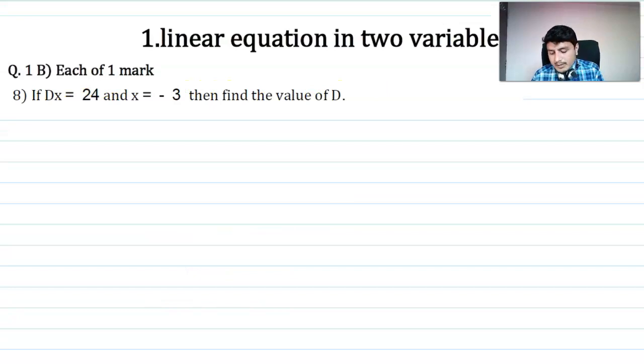Look at question number 8. It is of the form: if dx equals 24 and x equals minus 3, then find the value of d.